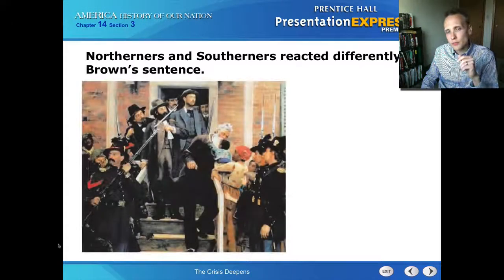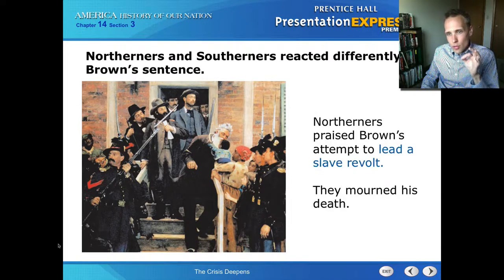Well, this set off another reaction within the United States. In the North, this painting quite depicts it well, and I'll show you a very opposite reaction later. Northerners praised John Brown as a martyr, essentially, for his attempt to lead a slave revolt. He was a national hero for trying to help get rid of slavery. And they mourned his death. They say church bells rang after he was hanged.